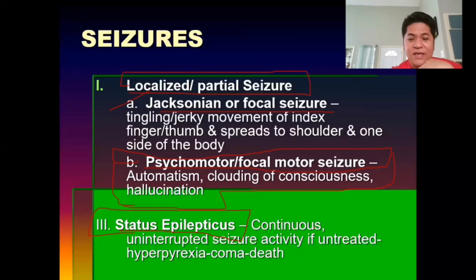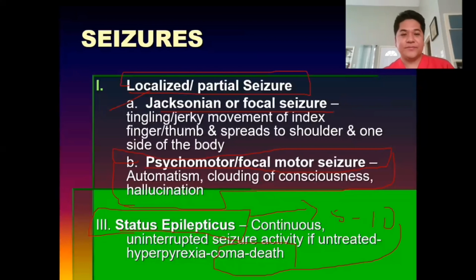I've seen clients like this who continuously have 5-10 minutes of seizure, and the brain will die and the client becomes comatose. The effect of this is very damaging to the brain. They will lose some motor activity, like being paralyzed altogether, okay?